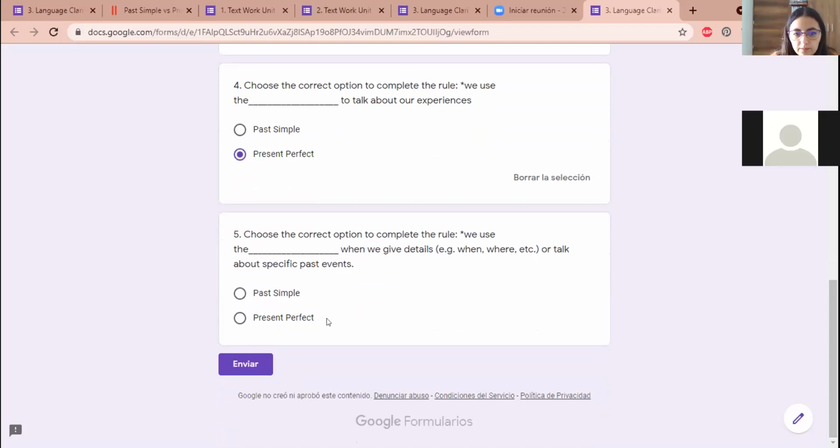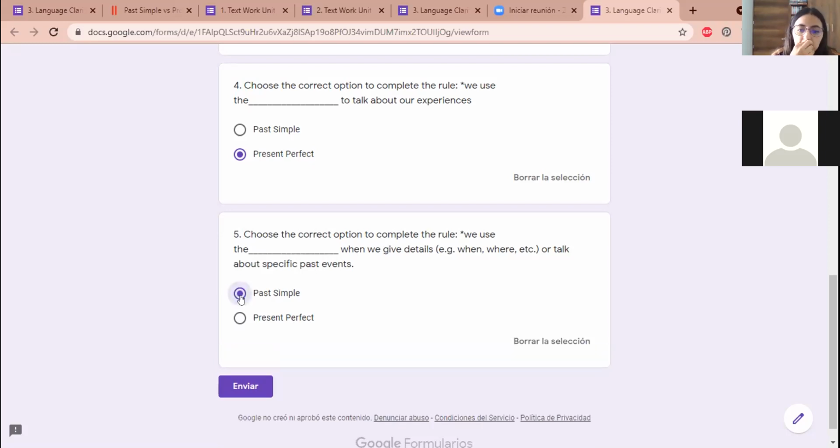Past simple, teacher. Okay, we use the past simple when we give details or we talk about specific past events. So the right one here would be past simple. As you can see in this first lesson of unit number 2, we are remembering the use of these two tenses. When do we use past simple and when do we use the present perfect tense?